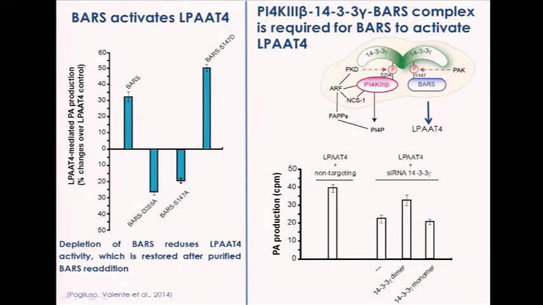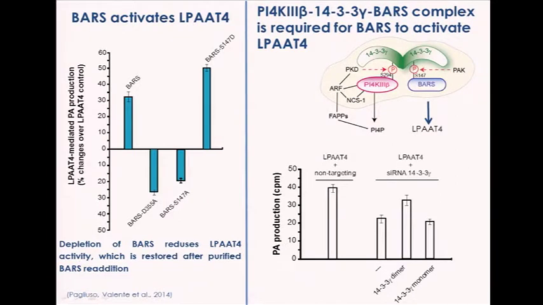So BARS is certainly needed for the activation of LPAT4, that is then needed for fission. But what about the complex? It's not only BARS that is needed, but the whole complex. So the idea is that we have the tripartite complex formed at a specific site of the Golgi membranes, and then BARS, once it's in the complex, activates LPAT. How do we know this? Because if we disassemble the tripartite complex, again, by knocking down 1433 gamma, there is no activity.